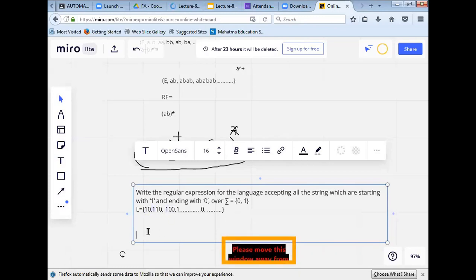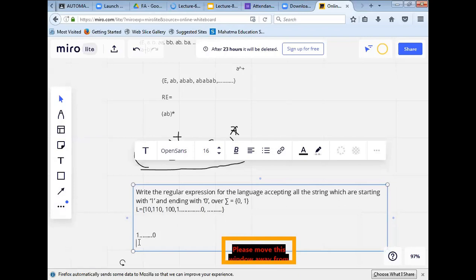What do you mean by that? Starting with 1, you have any combination of zeros and ones, and it should end with 0, right? You have to imagine this. So starting with 1, ending with 0, in between you can have any combination of zeros and ones. We know how to write any combination of zeros and ones.